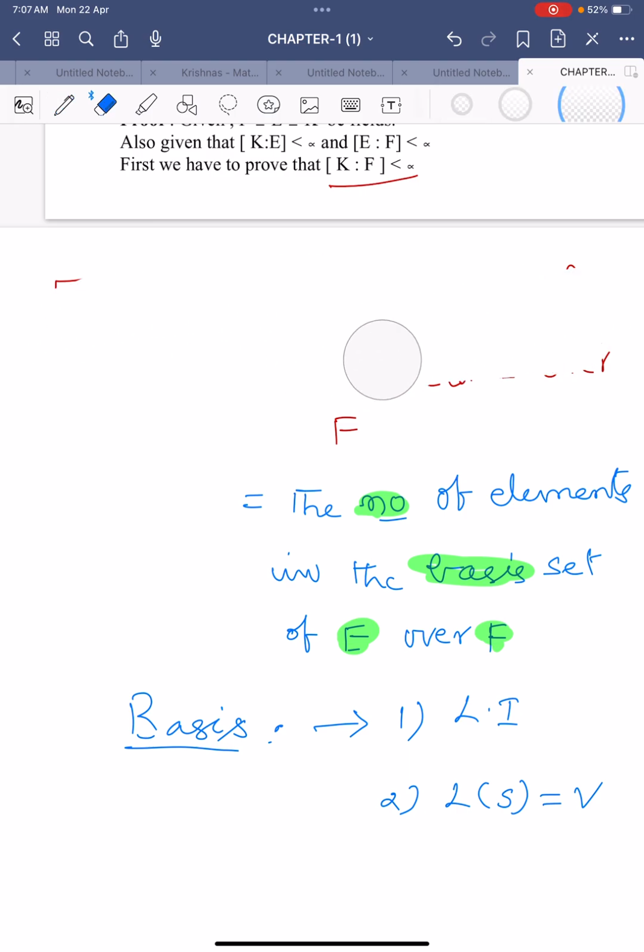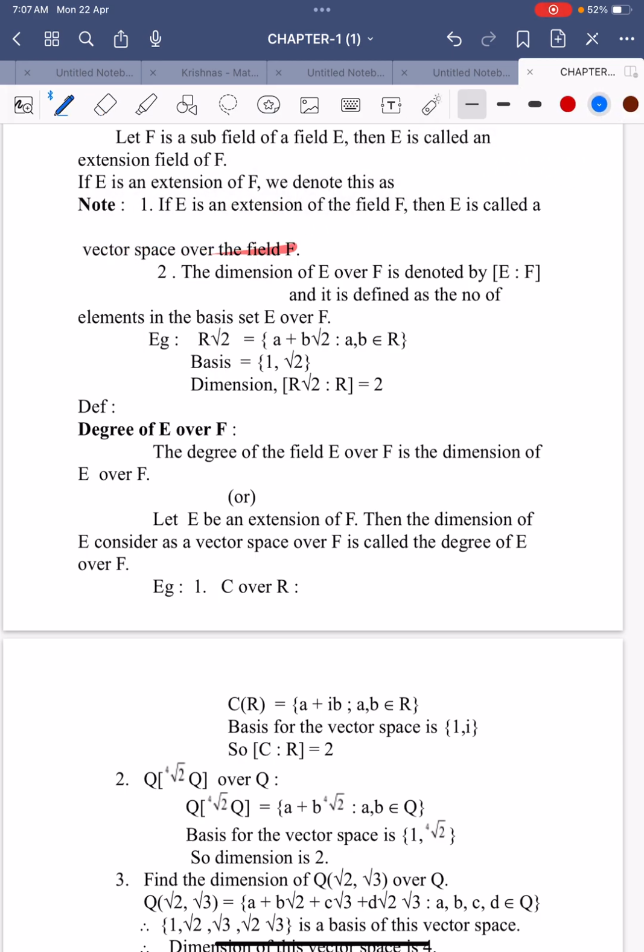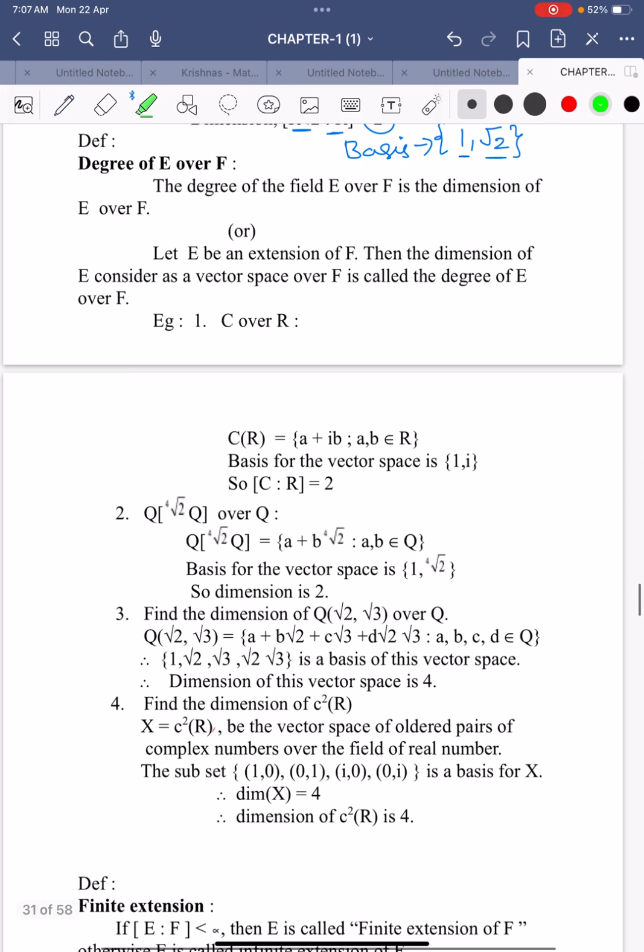Anyway, let us go for the next note point, and one of the important conditions to remember here also. For example, Q root 2 means the set of all elements in the form a plus b root 2 such that a, b belong to capital Q. The basis of this set consists of only two elements, 1 comma root 2. So the dimension of Q root 2 over the rationals is equal to the number of elements in this basis. We have two elements, so the dimension is equal to 2. Okay, we will see some more examples after the next definition.